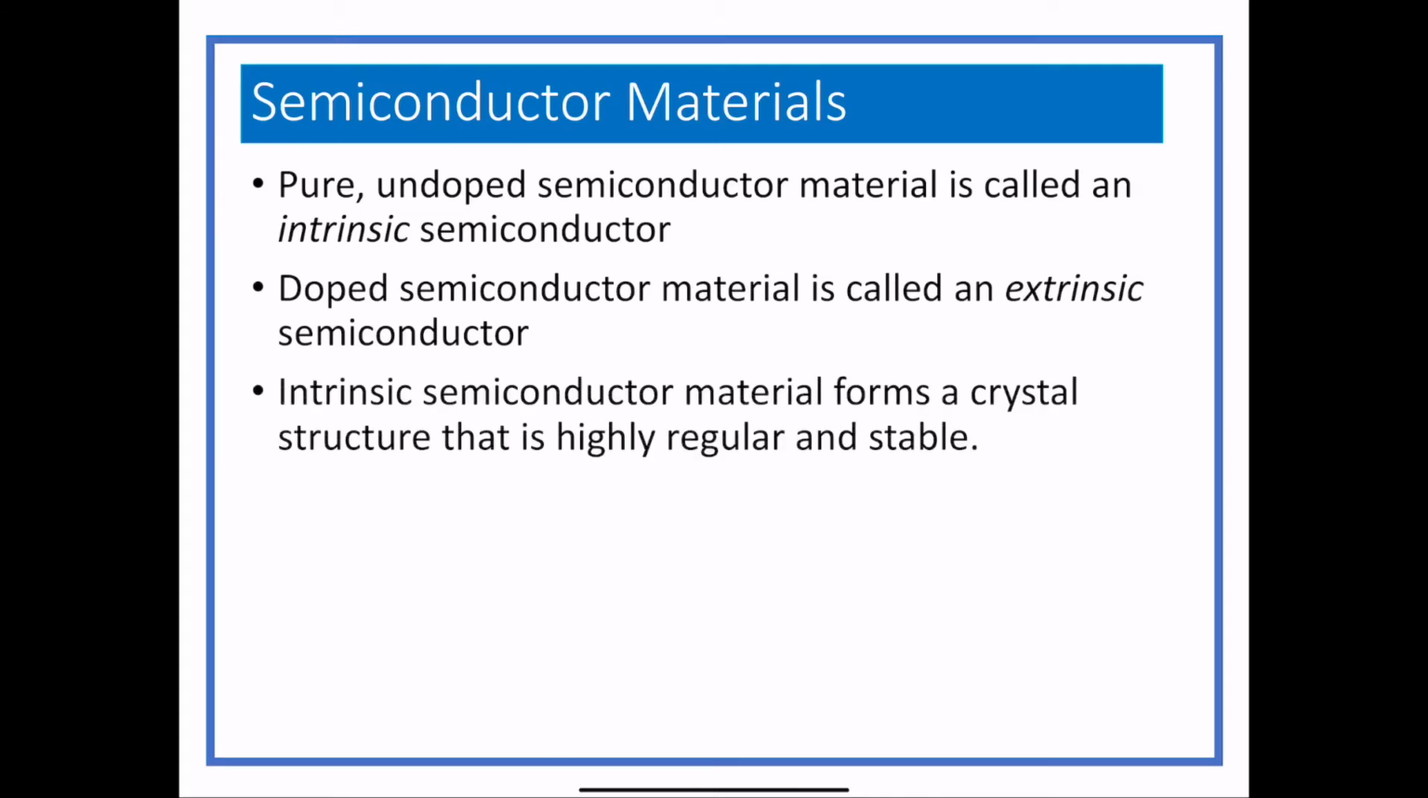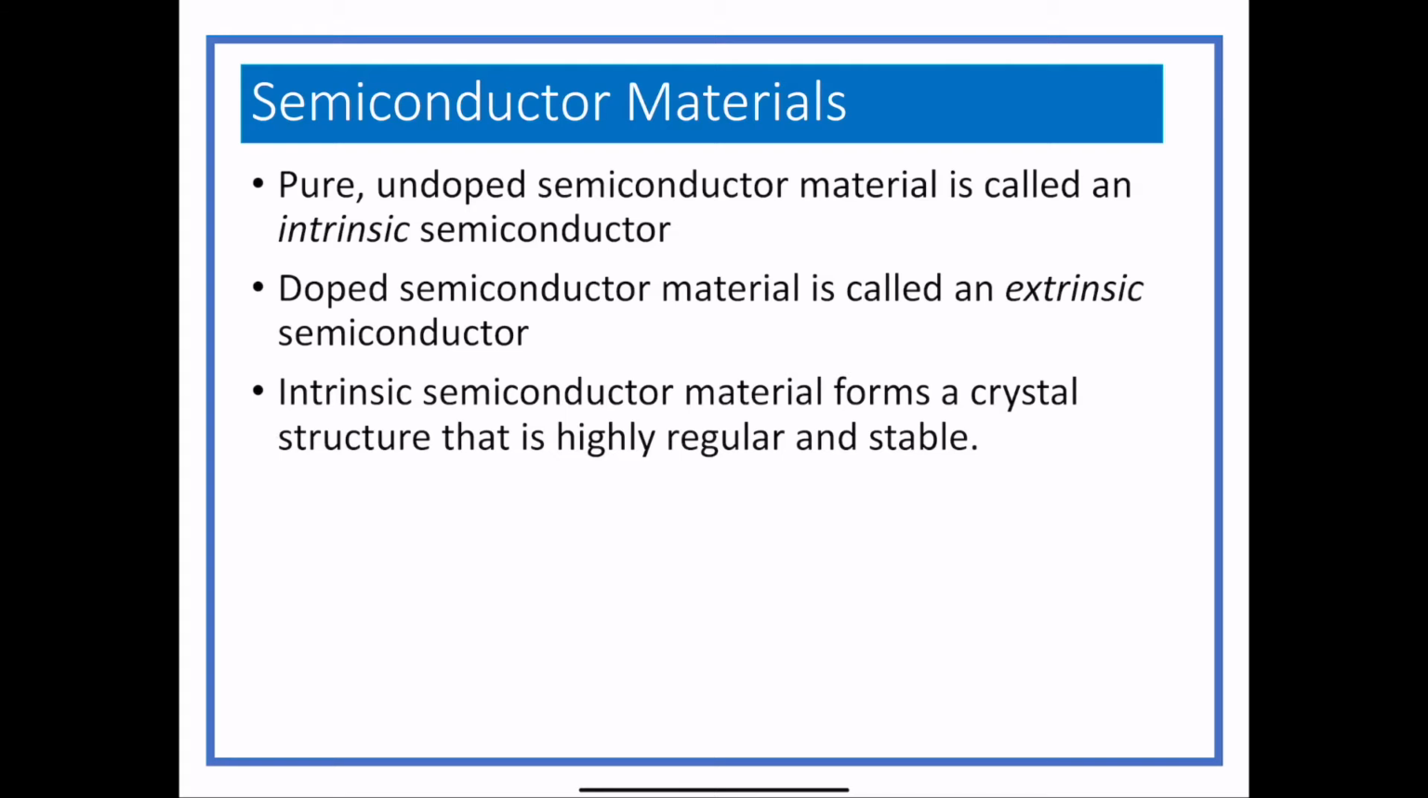Intrinsic semiconductor material actually forms a crystal structure that's really stable. This is one of the reasons why it's used, because it makes a very stable structure. You know that diamond makes a really stable structure. It has to have a lot of pressure to make it. Otherwise, it forms graphite. If there's not enough pressure, you get graphite. If you get a whole lot of pressure, you get diamond.